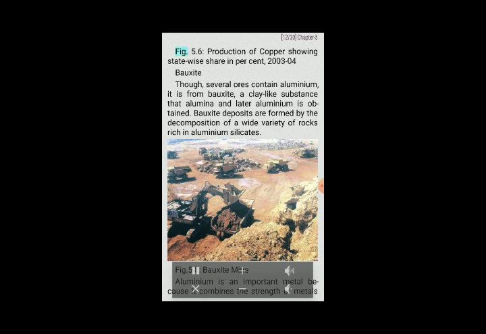Fig. 5.5. Copper mines at Malanjkhand. Fig. 5.6. Production of copper showing state-wise share in percent 2003-04. Bauxite. Though several ores contain aluminium, it is from bauxite, a clay-like substance, that alumina and later aluminium is obtained. Bauxite deposits are formed by the decomposition of a wide variety of rocks rich in aluminium silicates.